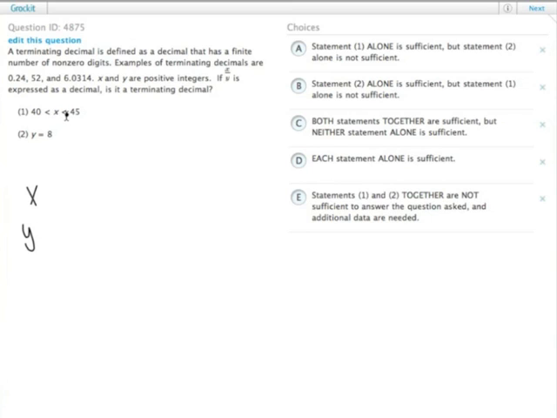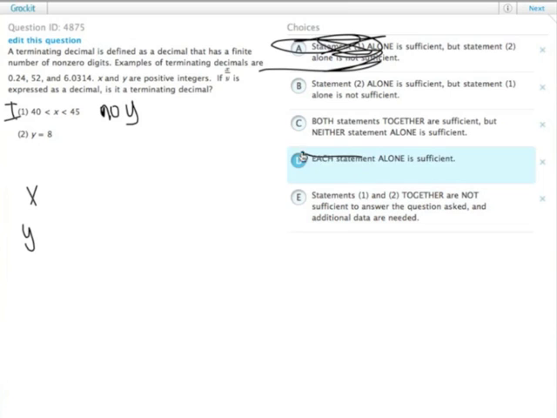Statement 1 tells us that x is between 40 and 45. That's nice, and it's kind of a narrow range, but there's no y in here. So without knowing what y is, we can't solve. So statement 1, insufficient. And also it's not going to be D.